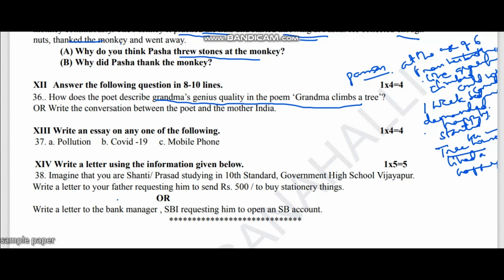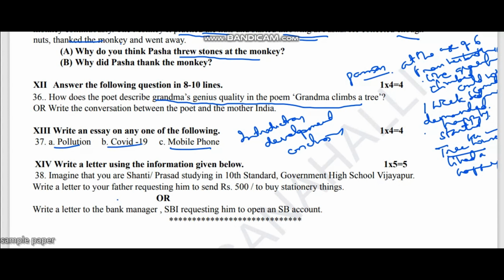Roman number 13, write an essay on any one of the following: pollution, COVID-19, mobile phone. Students, you can choose any one of this, and here you should not forget to consider these three steps: introduction, development, and also conclusion.